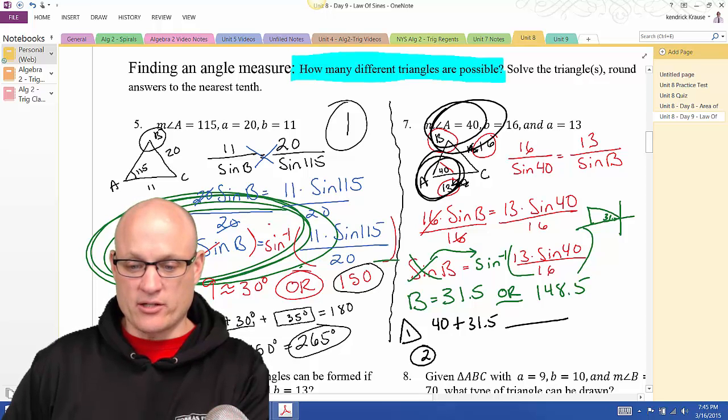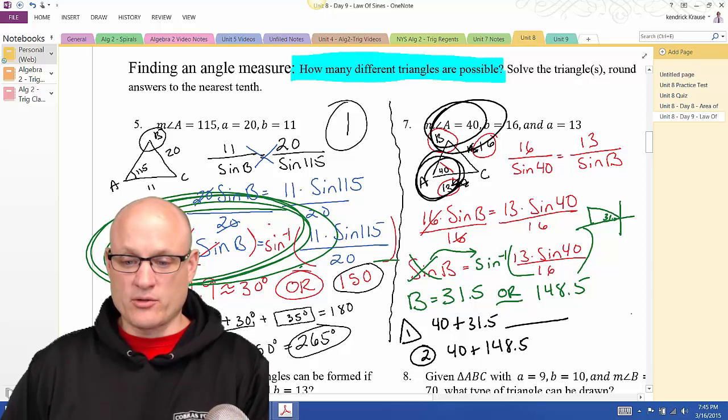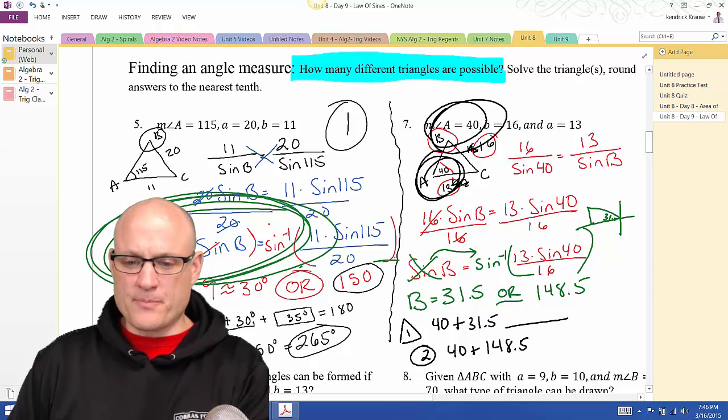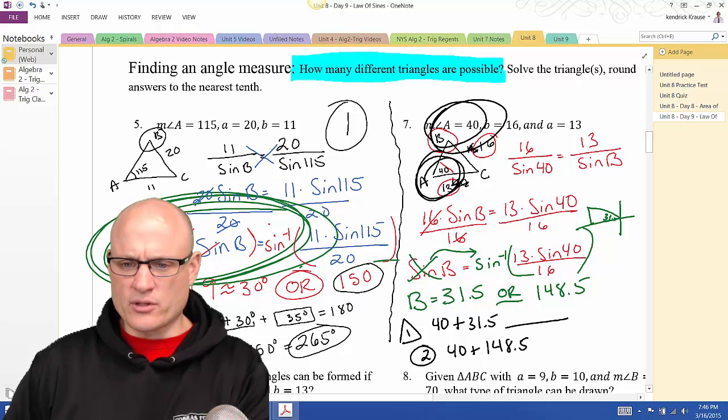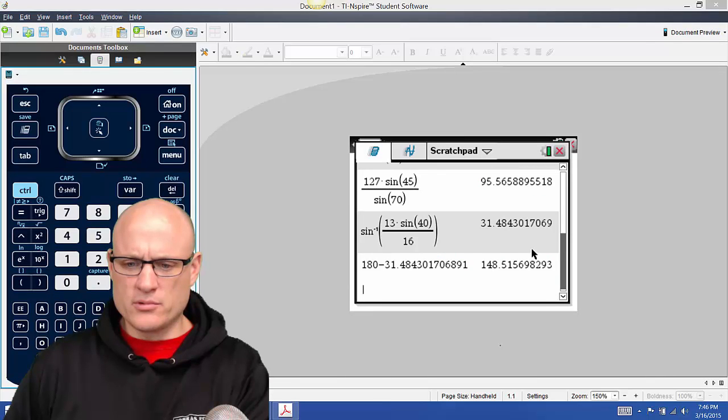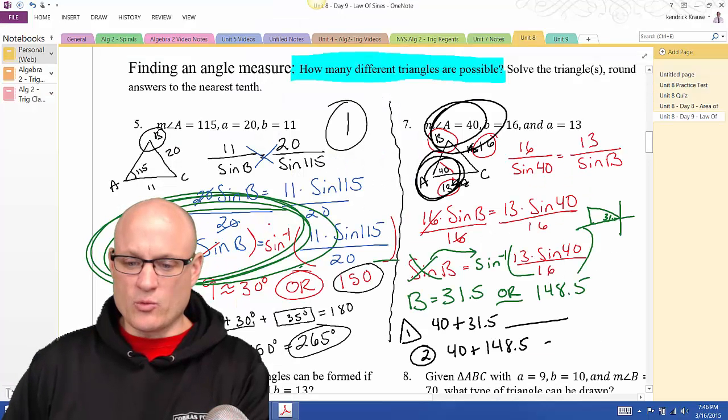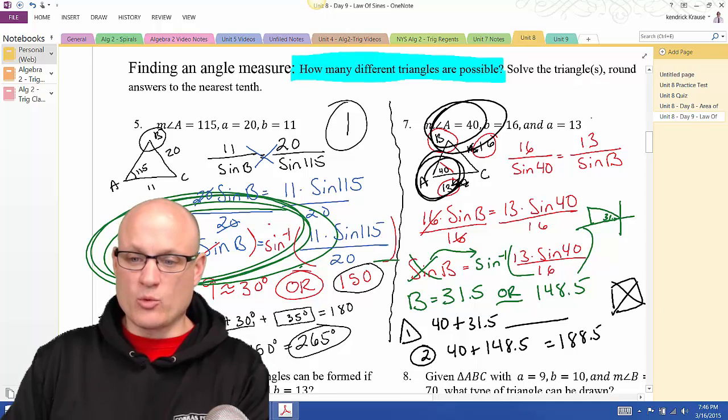Let's check angle 2. 40 plus 148.5. Ooh, that's pretty close. Let's see, did I do this right? Because I thought this one worked out to be two triangles. Nope, this is 188.5. So once again, no. So we only get one triangle here too.